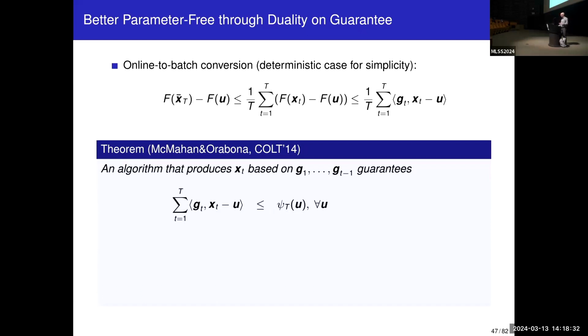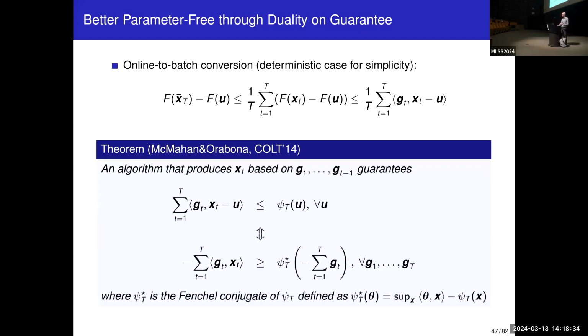Instead, proving this is completely equivalent to proving a dual objective. And this dual objective says, instead of proving this, prove that minus the inner product between the subgradients and x_t is greater than the Fenchel conjugate of this function evaluated at minus the sum of the gradients. Now, again, these are completely equivalent. So you can show one or the other, it doesn't matter.